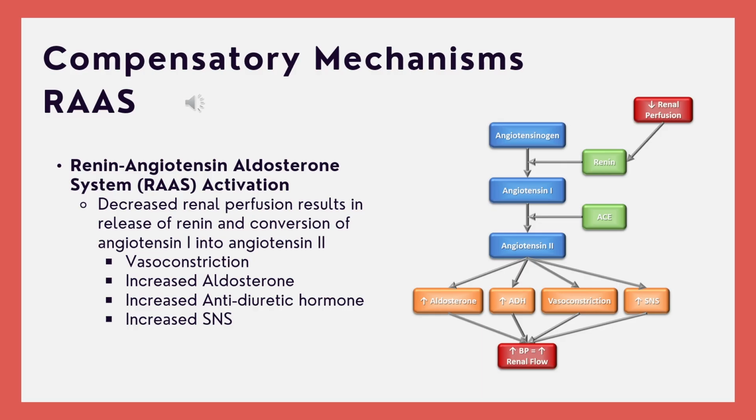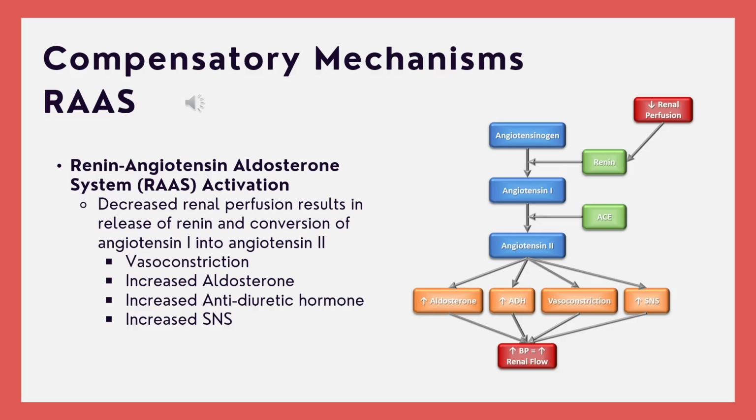Aldosterone is going to be released by the adrenal glands. So this is going to promote sodium and water retention. So this is going to increase blood pressure, but it's also going to increase the preload. It's going to increase our fluid volume. So this leads to more fluid overload, pulmonary congestion, and peripheral edema.